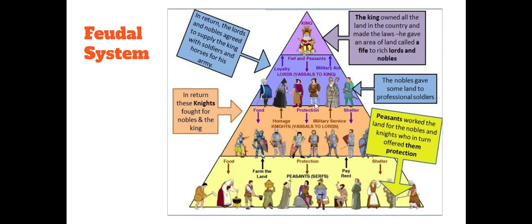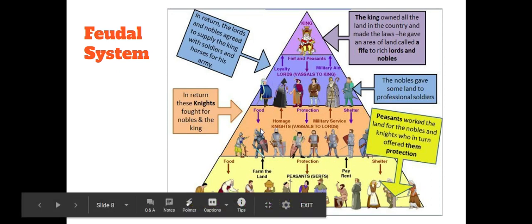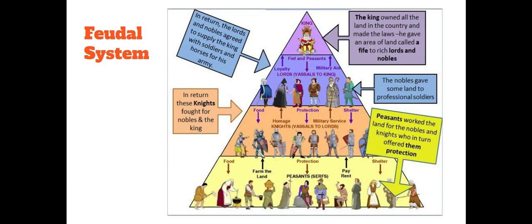At the same time, these lords needed to make sure that their knights were loyal to them. So they in turn said, if you are loyal to us, we will break down our land that was given to us by the king, and we are going to let you farm on it or use that land as long as you fight for us and don't rebel against us.